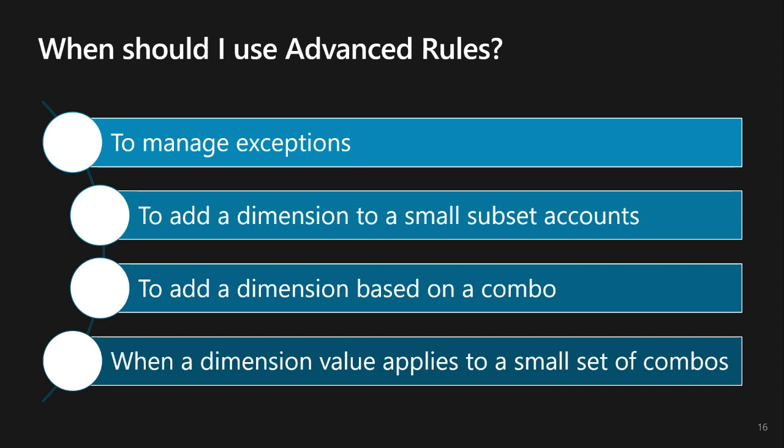You'll also want to use advanced rules when a dimension value only applies to a small set of dimension combinations. So if that dimension combination only applies to a few accounts, instead of putting that combination in your account structure, you can put that combination in your advanced rule. So instead of adding lots and lots of rows to the account structure, you can manage those exceptions in the advanced rule, allowing you to use ranges in the account structure.